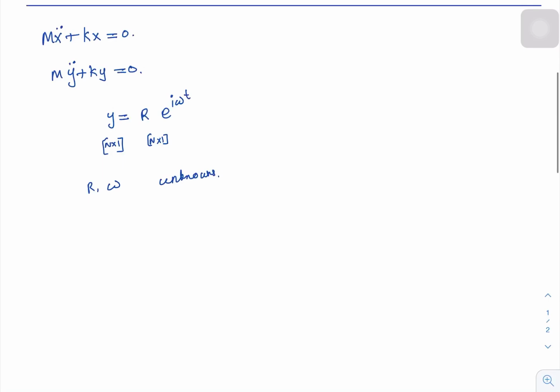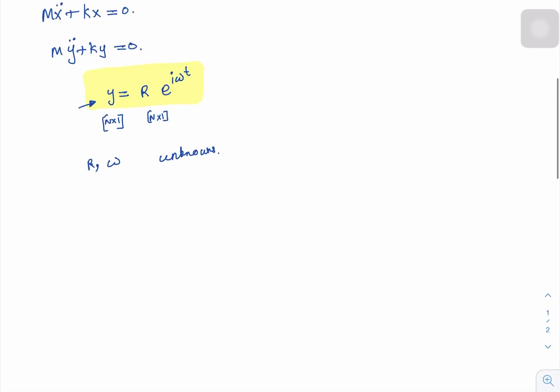This is what we need to find in this set of problems, because this y is the solution. If you find r and omega, then we have the response of the multi-degree of freedom system.